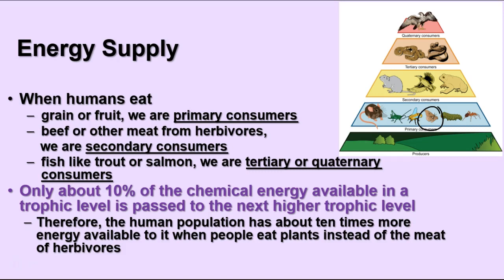So the thing that we need to realize as the human population is that we have about 10 times more energy available to it when we eat plants instead of the meat of herbivores. Okay, much less of the energy is available in that secondary level, and even less in the tertiary level.